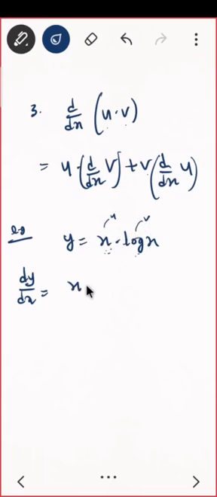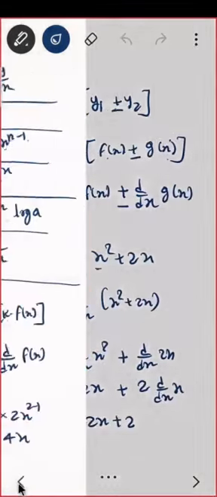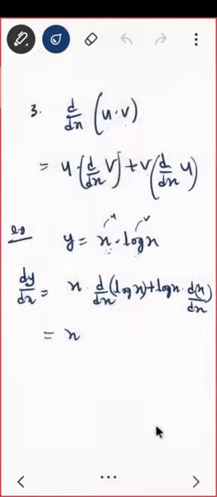First x as it is, derivative of v, that is derivative of log x, plus log x as it is, derivative of x. Correct? Is that okay? So this is x. What is derivative of log x? Look at the table. You need to remember this table. Log x का derivative 1 upon x. Perfect. So x and derivative of log x is 1 by x here, and here it is log x.